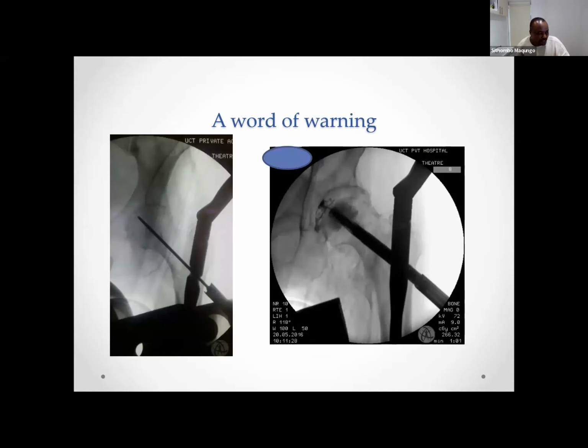One thing to warn you about, if you penetrate, because some people will put a guide wire into the femur head, past the head into the acetabulum. If you do that and you inject, the dye will go through into the joint, and that's exactly where the cement is going to go. So do not do that. If you penetrate the femur head, then you can't use the cement.